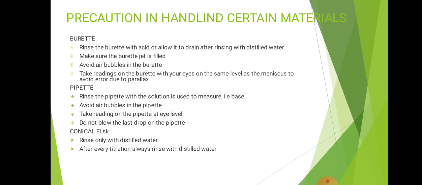And lastly, when you are taking a reading, ensure that your eye level is the same as the meniscus of the burette to avoid error due to parallax. Now, for the case of the pipettes, in an acid-base titration, we usually use the pipettes to draw a sample of the base. While using that, ensure that you rinse your pipette with the base.